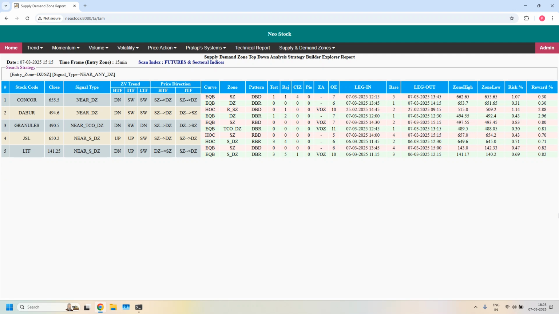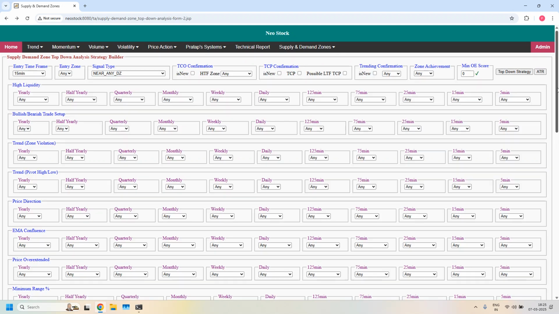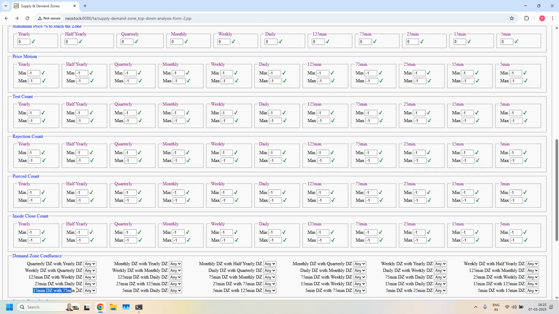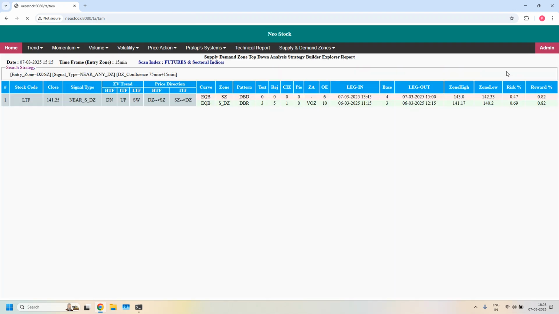Let's verify out of these 15 minutes, how many are having ITF Confluence? That is 15 minutes and 75 minutes demand zone Confluence. With this filter, we got only 1 stock. So, this 15 minutes demand zone is overlapped with 75 minutes demand zone.